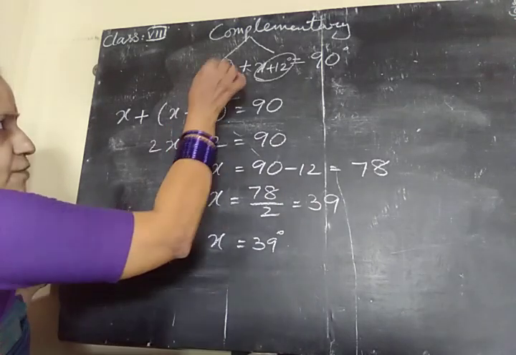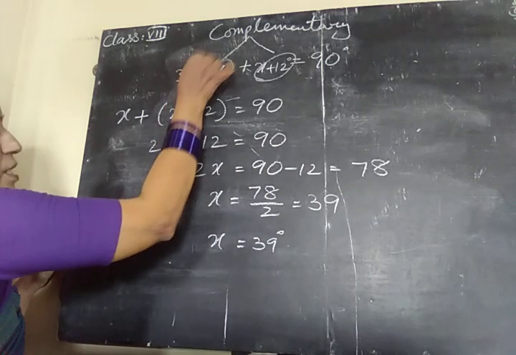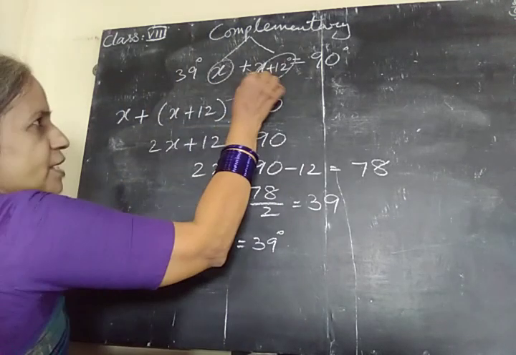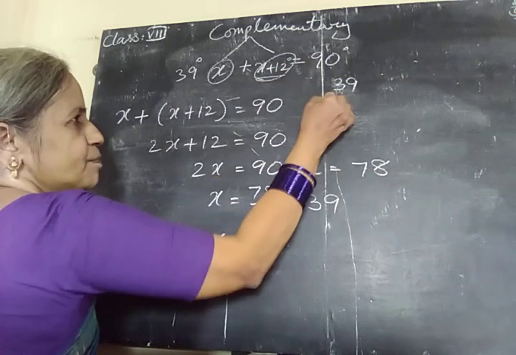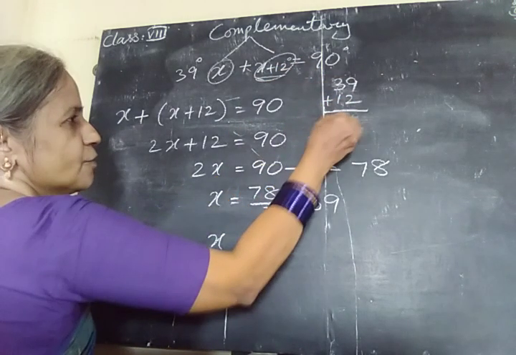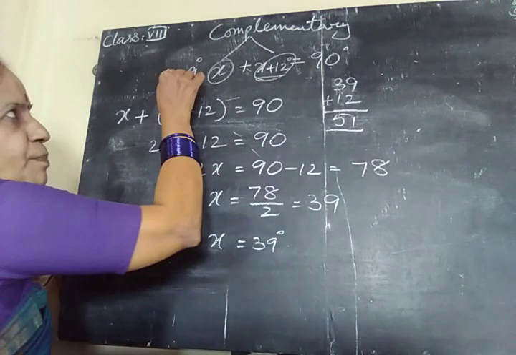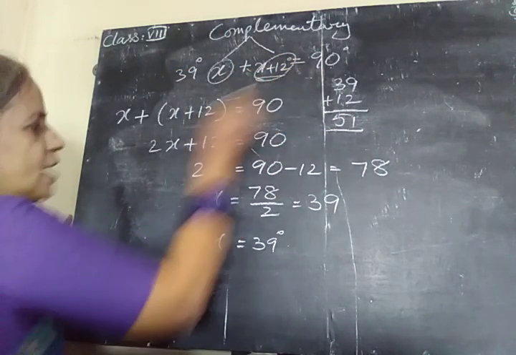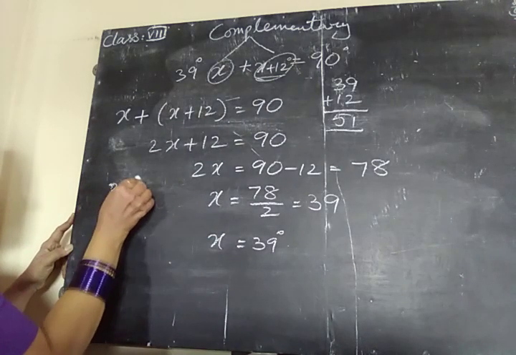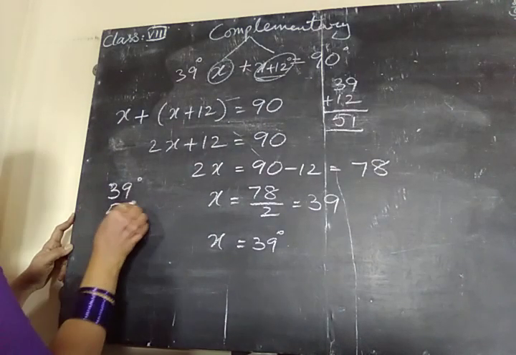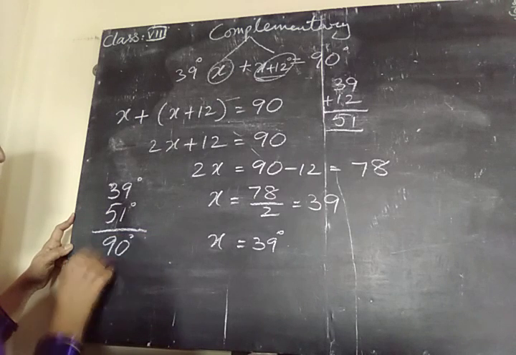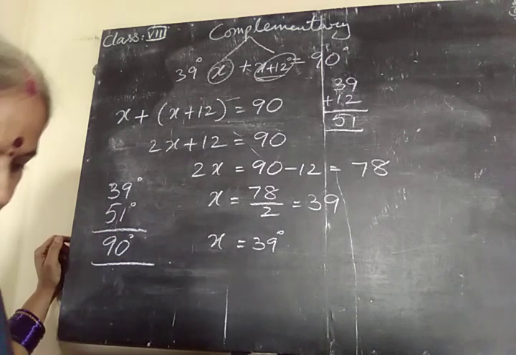x means one angle. First angle is 39 degrees. What about the second angle? x plus 12 means 39 plus 12. That is 51. So the second angle is 51. 51 plus 39 is 90. 39 is the first angle, second angle 51. Total is 90 degrees. Complementary angles. Understood?